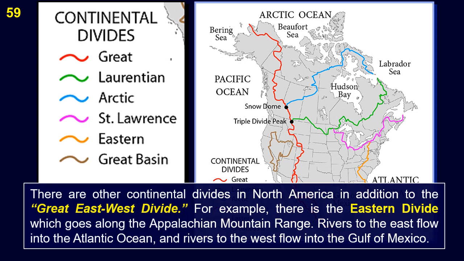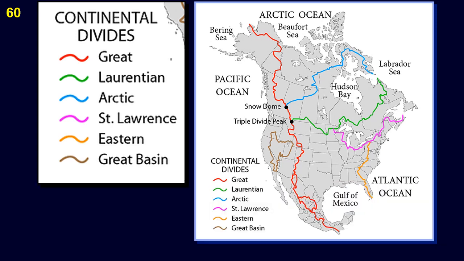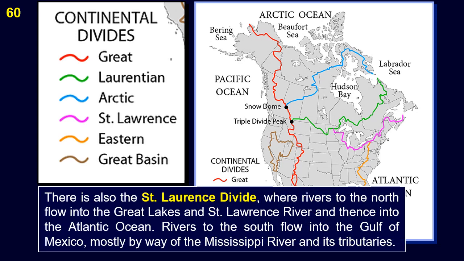There are other continental divides in North America in addition to the Great East-West Divide. For example, there is the Eastern Divide, which goes along the Appalachian Mountain Range. Rivers to the east flow into the Atlantic Ocean, and rivers to the west flow into the Gulf of Mexico. There is also the St. Lawrence Divide, where rivers to the north flow into the Great Lakes and St. Lawrence River, and thence into the Atlantic Ocean. Rivers to the south flow into the Gulf of Mexico, mostly by way of the Mississippi River and its tributaries.